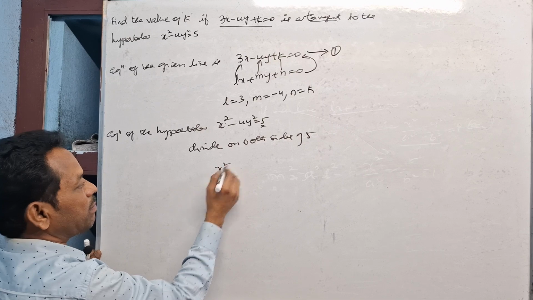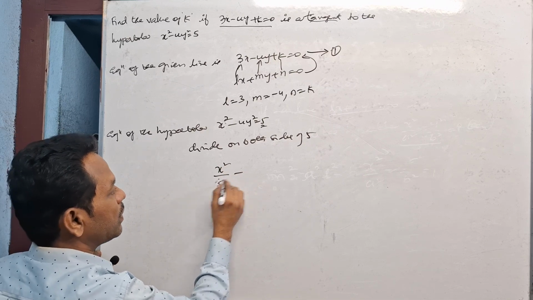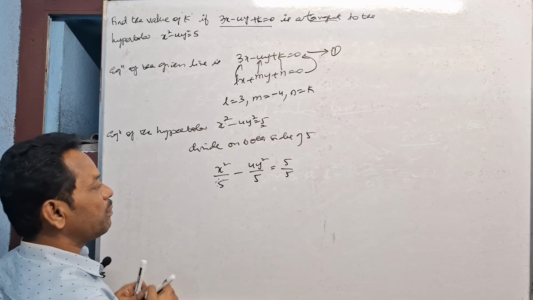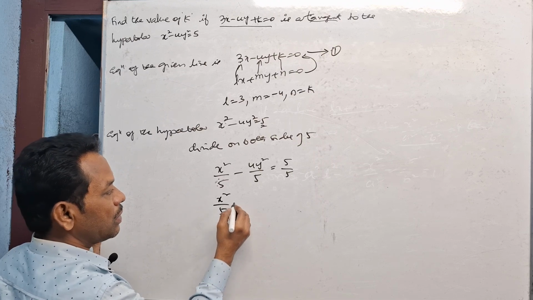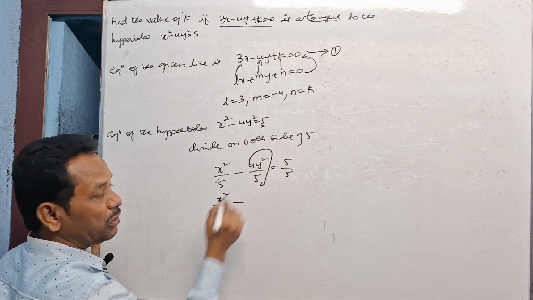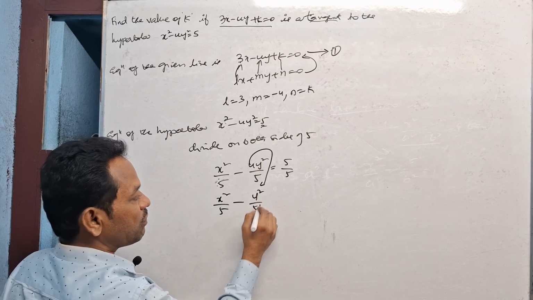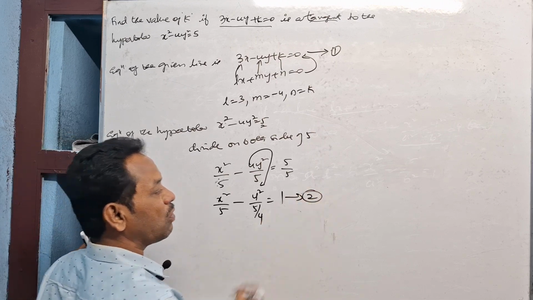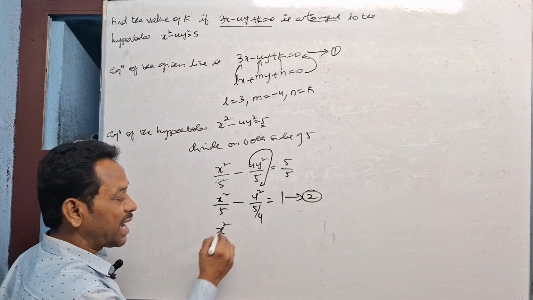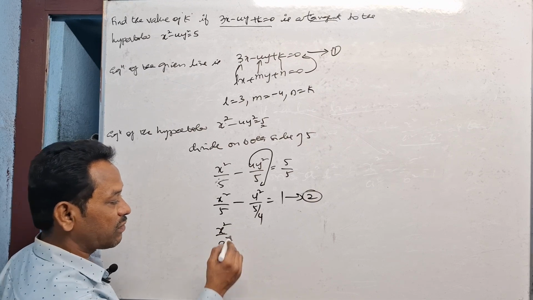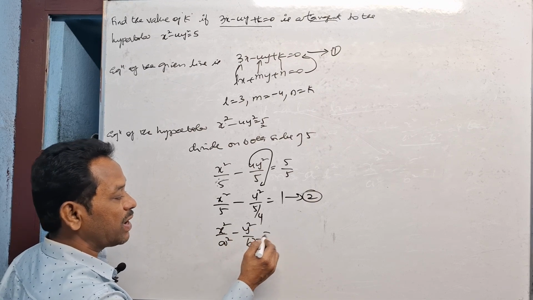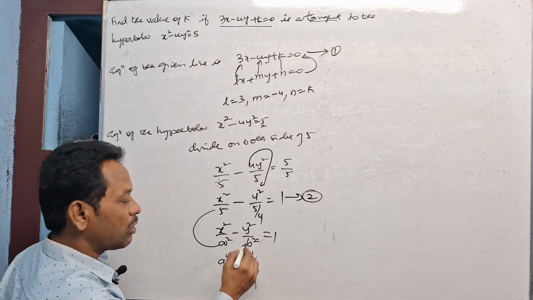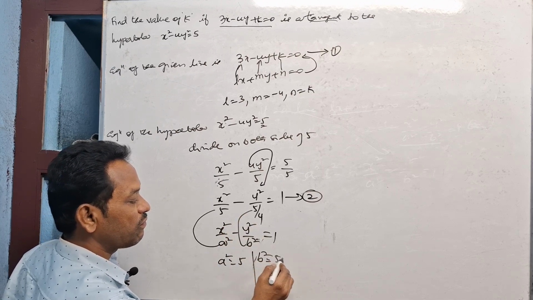So let me take x square by 5 minus 4y square by 5 equal to 5 by 5. Now x square by 5 minus, the 4 is shifted below to the denominator, so we'll get y square by 5 by 4 equal to 1. Let us take this as equation 2. Now let us compare this with the standard form of hyperbola x square by a square minus y square by b square equal to 1. When I compare, a square will be 5 and b square will be 5 by 4.